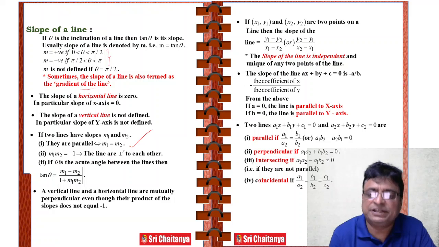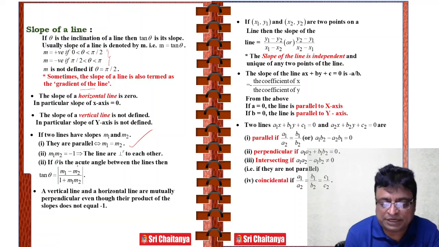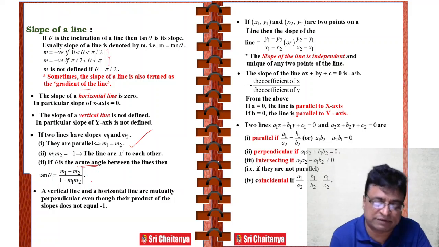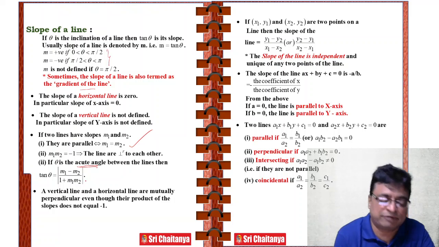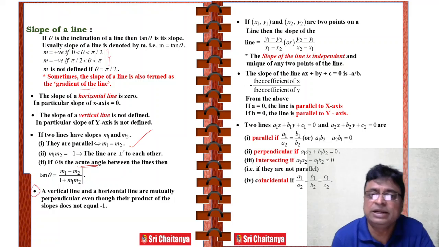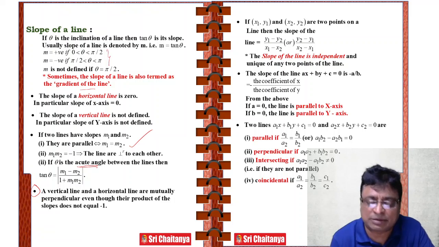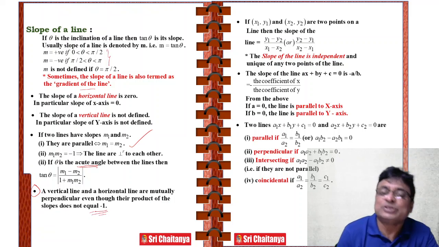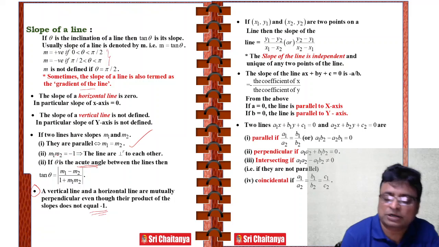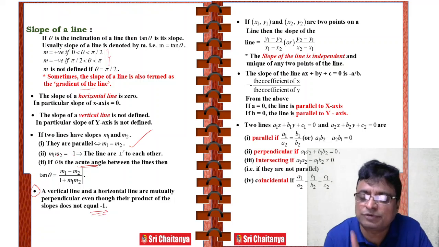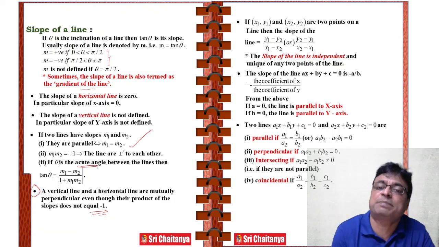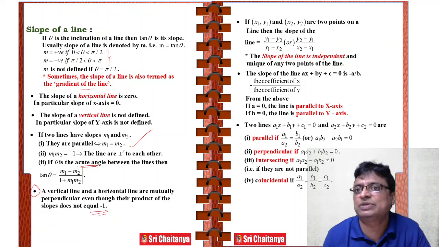If theta is the acute angle between the lines having slopes m1 and m2, this is important, then tan theta is equal to modulus of (m1 minus m2) by (1 plus m1 m2). Another important point: a vertical line and a horizontal line are mutually perpendicular even though the product of the slopes does not equal -1. So the formula, product of the slopes equal to -1, holds good for the lines which are not parallel to the coordinate axes but are perpendicular. In that case only that formula holds good.